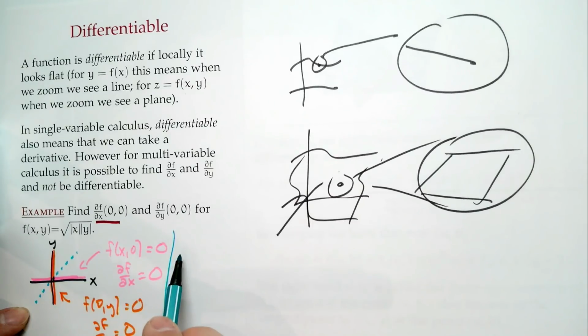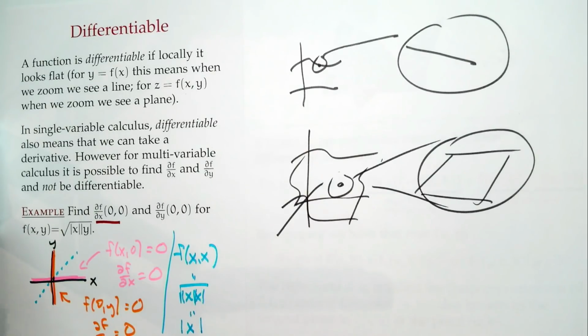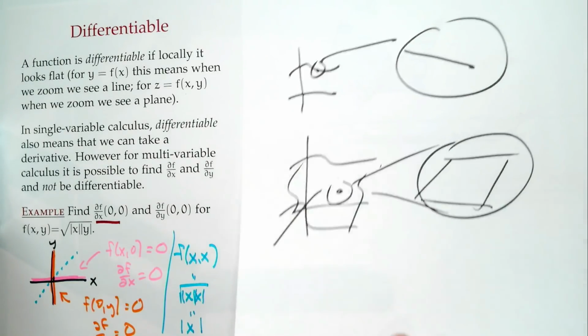So if I look at f of x along the line y equals x, I'll have the square root of x times x, and the square root of x times x becomes the absolute value of x. So in other words, when I look along the diagonal, it looks like a V. That's definitely not flat. No matter how close I look, it's always going to look like a V. All right, so what does it actually look like?